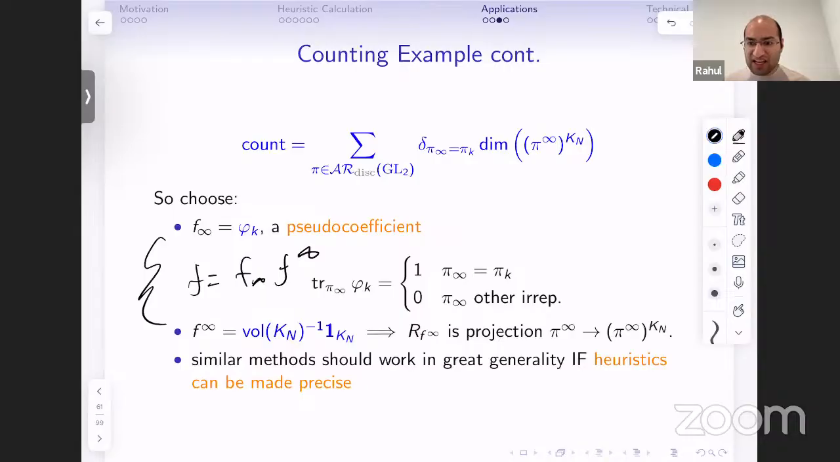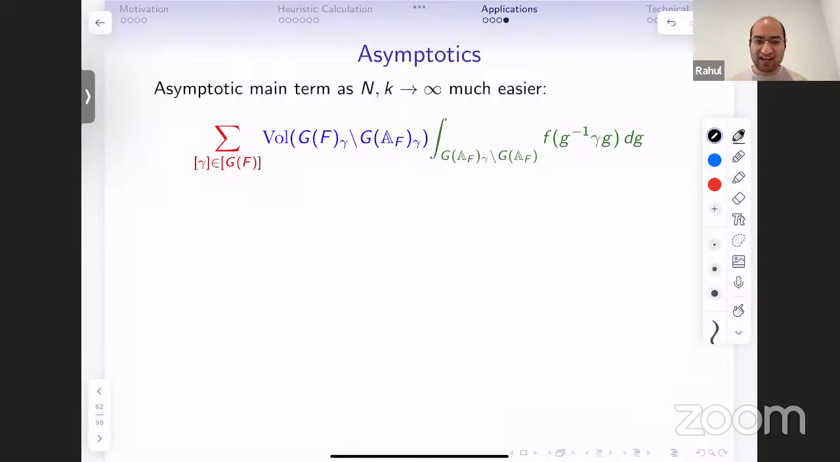Okay, so there's one last heuristic thing that I've been hiding, and that's computing the geometric side, and in particular working with these orbital integrals. I'm not going to say how to deal with these orbital integrals in general, because there's no good way to do it, and you just have to find some particular hack for the particular problem you're working with. But one thing you can do is that if you don't worry about an exact formula and you only worry about asymptotic formulas, then a lot of the most complicated orbital integrals will go away.